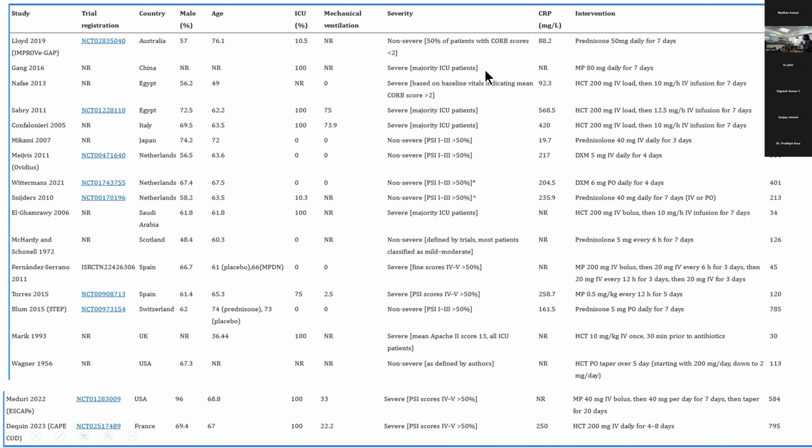And I wanted to concentrate on this column, severity. If more than 50% of those trial populations had a lower score on the CURB-65 or the Port PSI, they were graded as non-severe. And if they were mechanically ventilated or required ICU care or the Port PSI score was 4 or 5, they were classified as severe. So out of the 18 studies, 8 were considered non-severe and the remaining were considered severe studies.